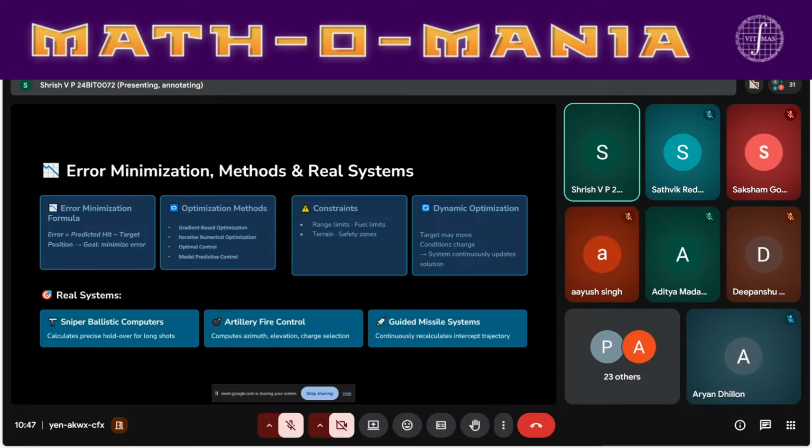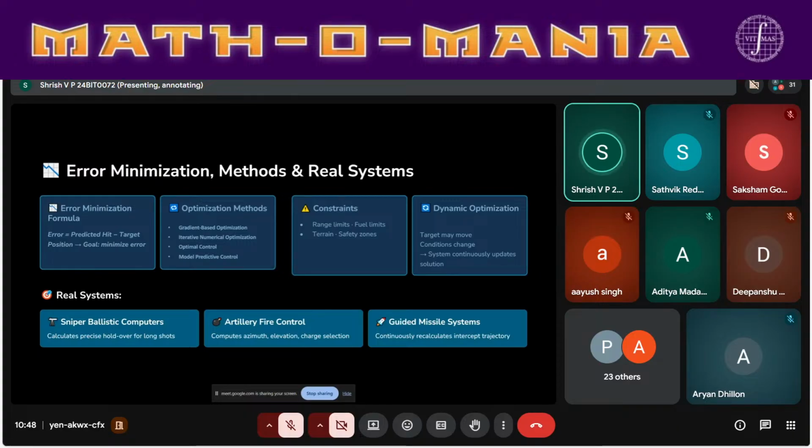minimum value. So error is nothing but simply the difference between where the projectile actually lands and where the target is. So mathematically, error is equal to predicted position minus target position. Our goal is to reduce this error to a value as minimum as possible. Okay. So in order to do so, we use optimization methods in real systems.